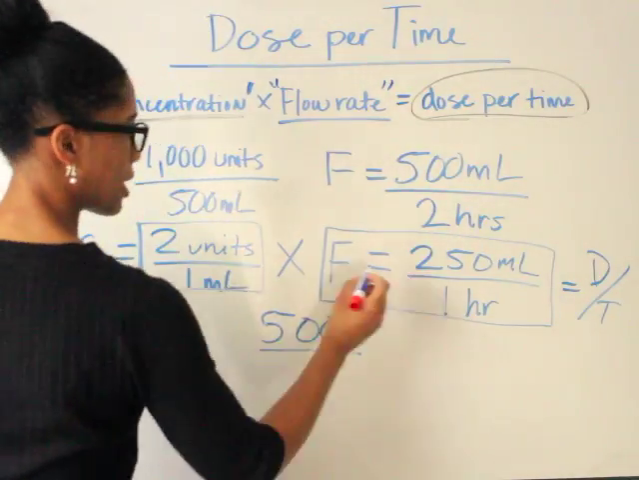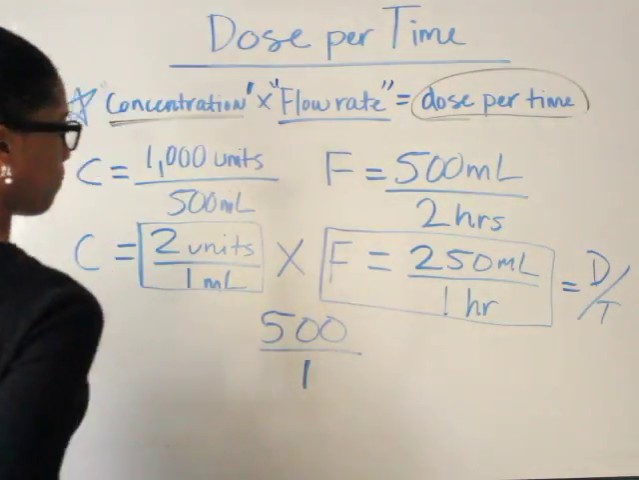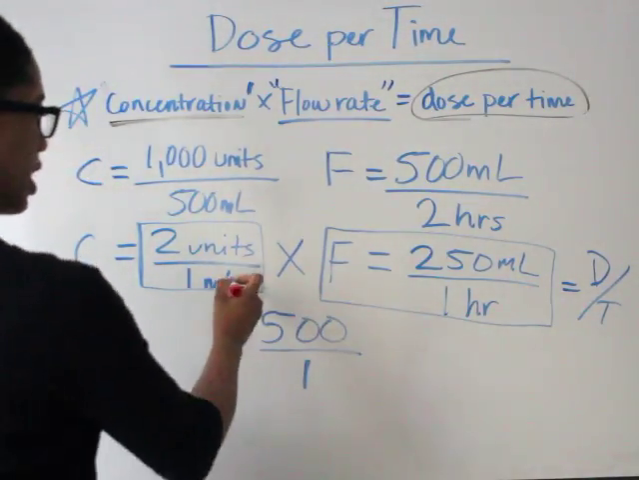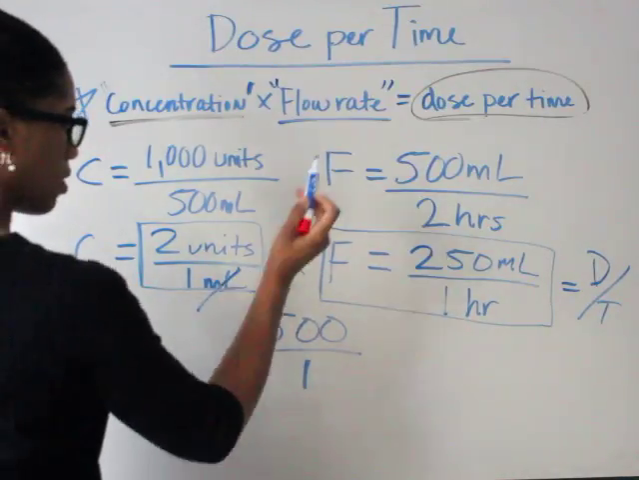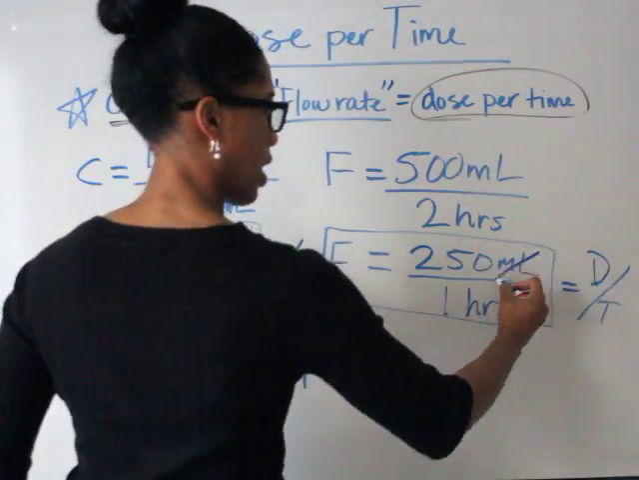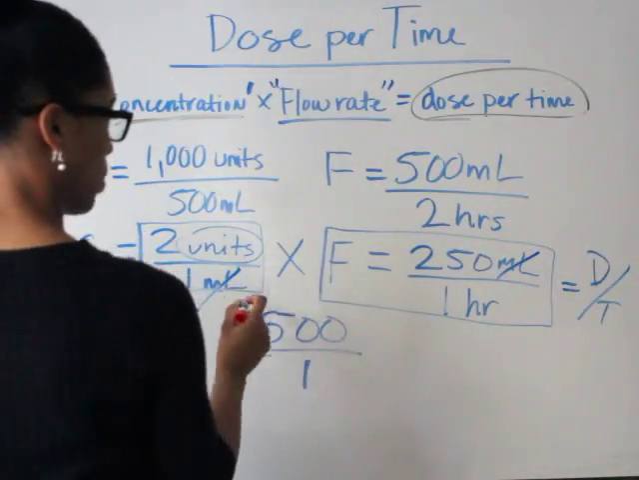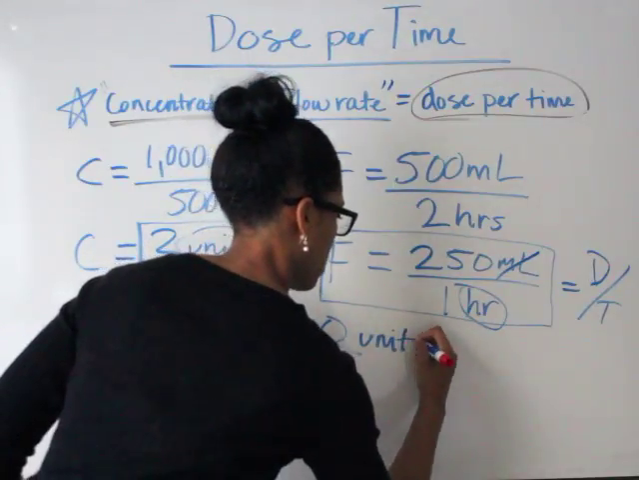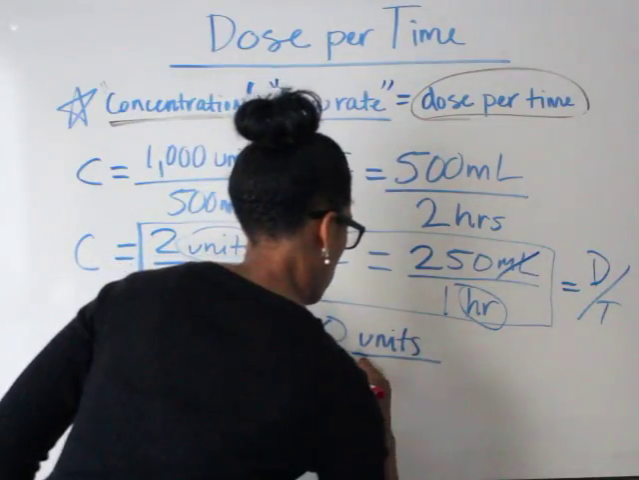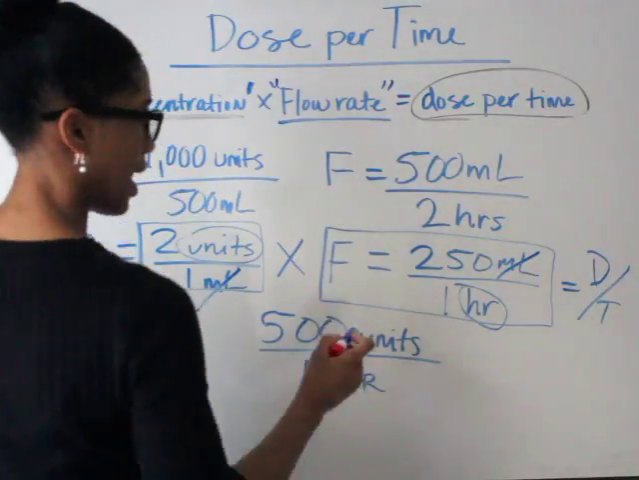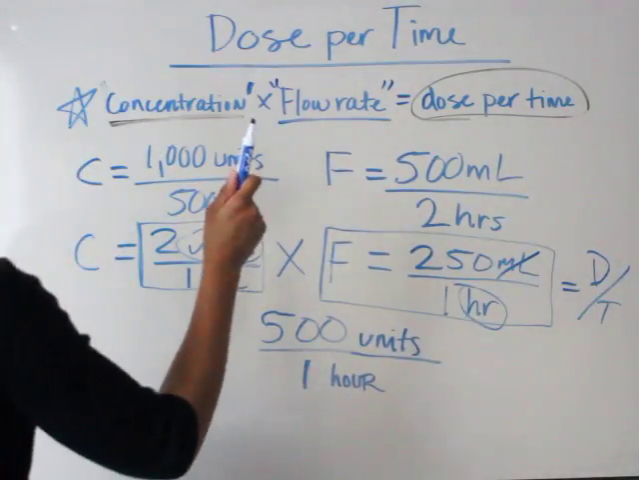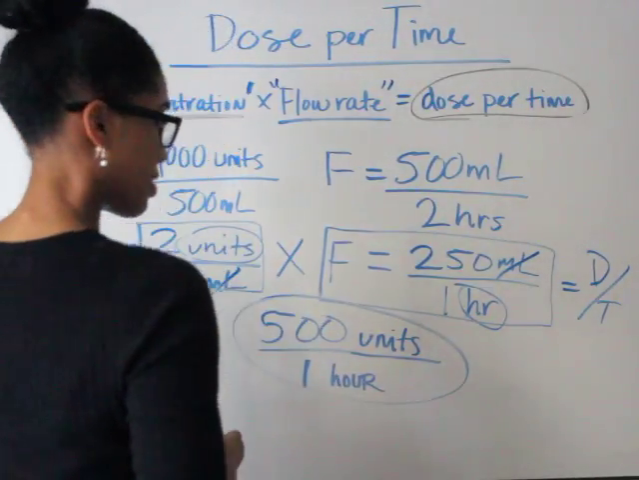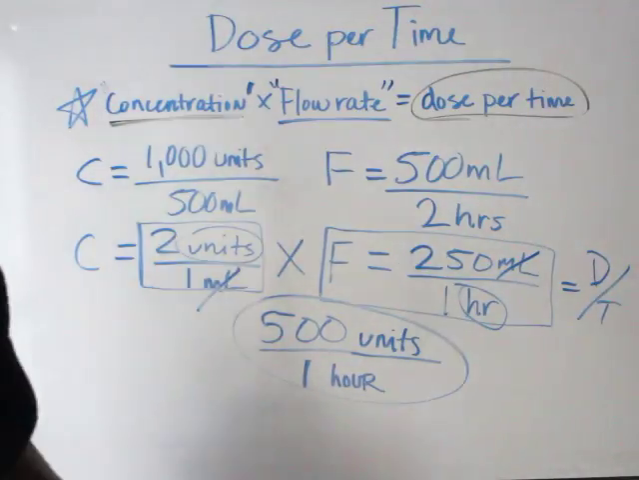Over 1 times 1 is 1. And how do we determine what units we use? So if we could clearly see here, two things cancel out. The ml there and the ml there cancel out. So that leaves us with what? Units per hour. So that's letting us know we got 500 units per 1 hour. That's our dosage of the heparin per time. Okay? So that's the answer. That's the dose per time.